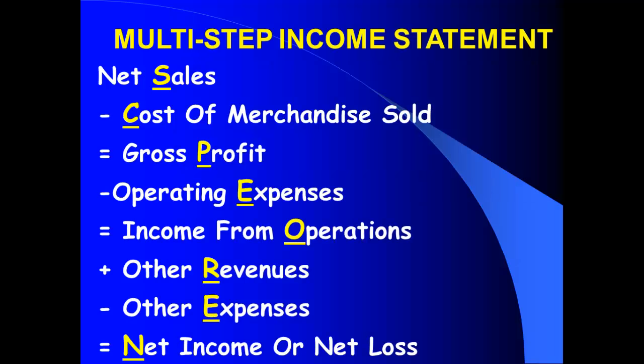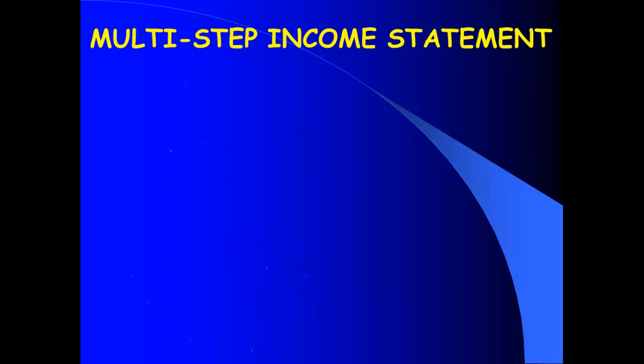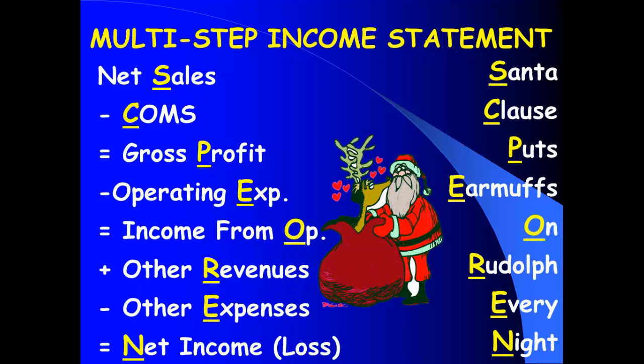Now, I've given you what I call the skeleton version of the income statement. Leaving out all the details, this is the bare bones skeleton version. It is net sales minus cost of goods sold is gross profit, minus operating expenses is income from operations, plus other revenues minus other expenses is net income. Now, I do have a silly sentence for you. Santa Claus puts earmuffs on Rudolph every night. I don't know if you need it or not. Most students kind of need a little bit of help with this one because it's kind of long. So you might want to consider that sentence.